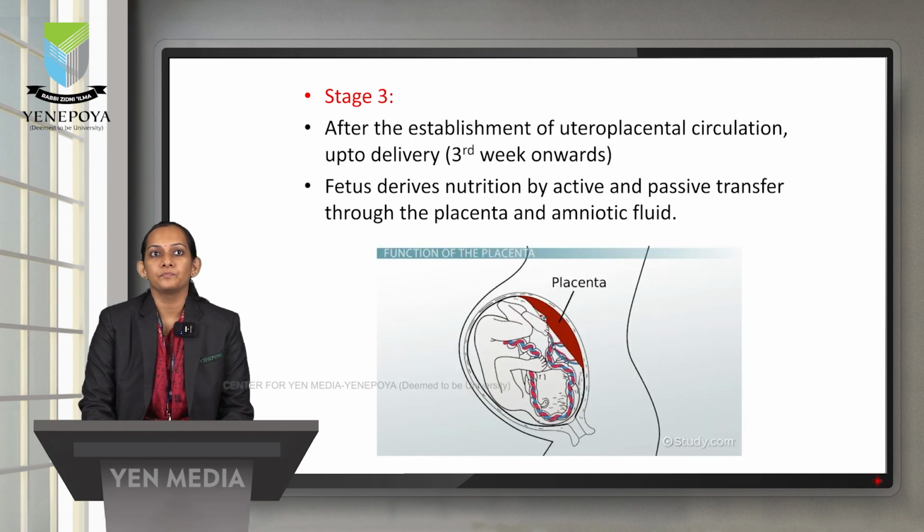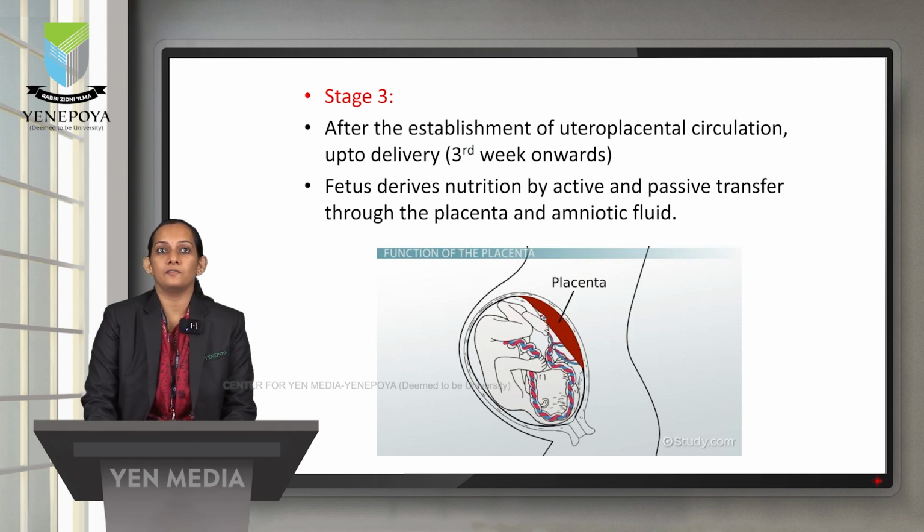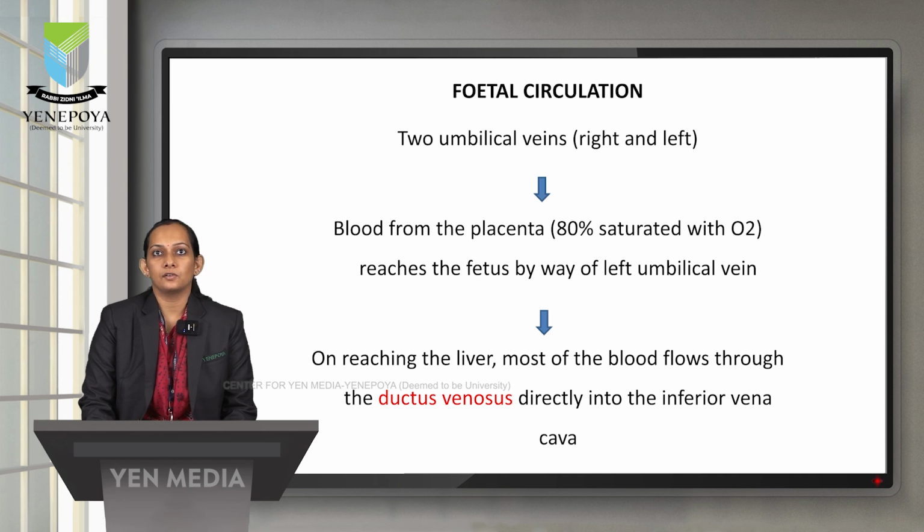This is stage 2. After the establishment of uteroplacental circulation up to delivery, that is from the 3rd week onwards, the fetus derives its nutrition by active and passive transfer through the placenta and amniotic fluid. This is stage 3. Coming to fetal circulation, once uteroplacental circulation is established, there are two umbilical veins, mainly right and left.